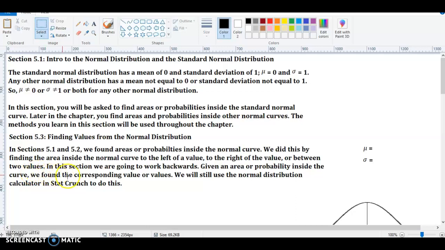So in this section, we're going to go backwards. We're going to be given an area or probability inside the curve, and we're going to be asked to find the corresponding value or values. We will still use the normal distribution calculator in StatCrunch to do this. And you'll see exactly how this works when we do the examples.